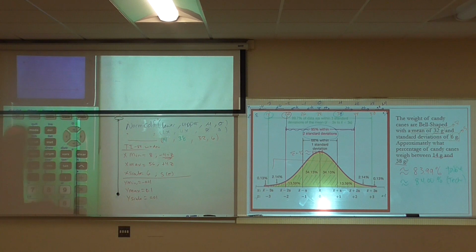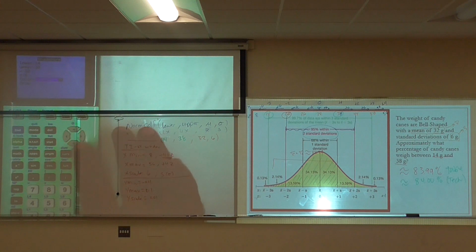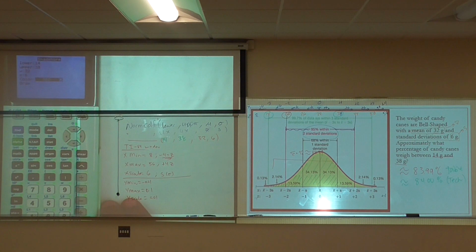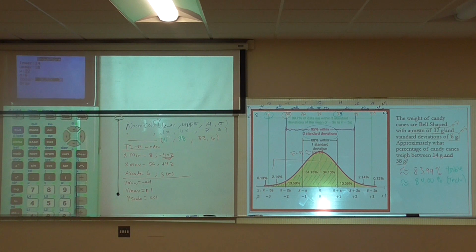So I'm going to do second, distribution. I'm going to draw, shade, and I'm going to put the same information. 14, 38, 32 for the mean, and standard deviation is supposed to be 6. And you can always change the color if you want. Always change the color to something new. I'm supposed to be doing black because it's more noticeable on my screen.